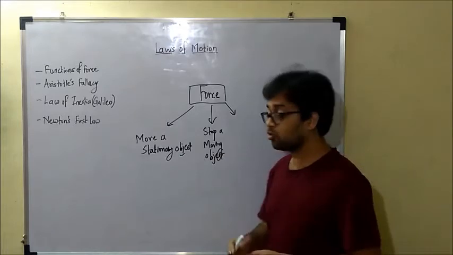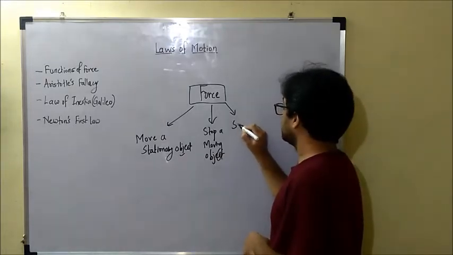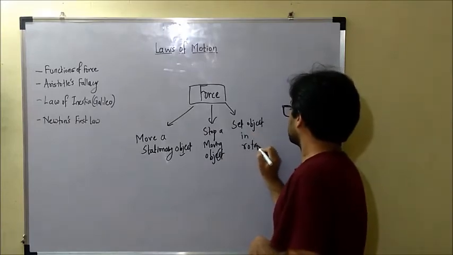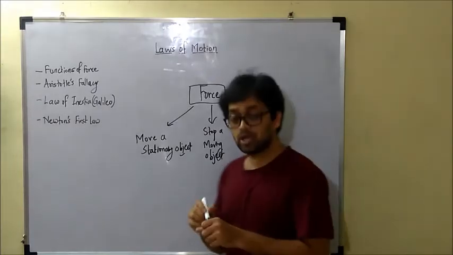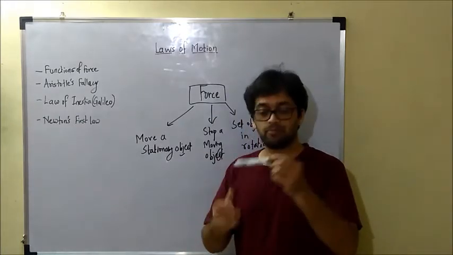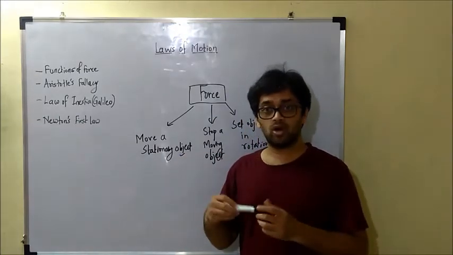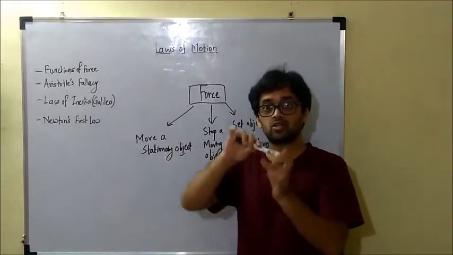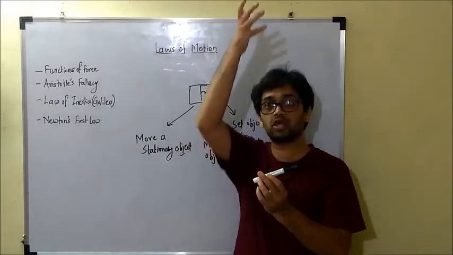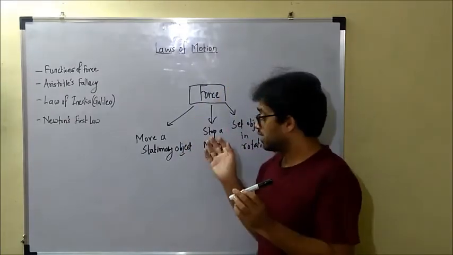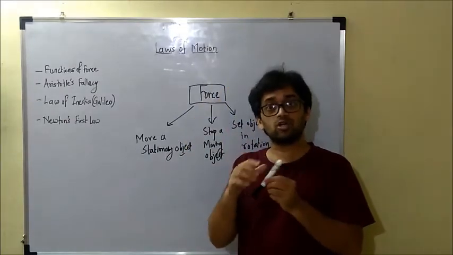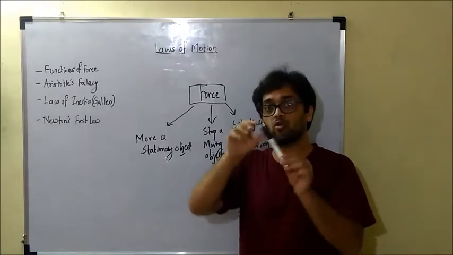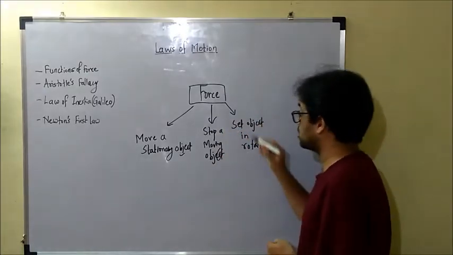The third job that the force can do is it can set an object in rotation. You hold a ball in your hand, or you hold a marker, a pen, or anything that you want to hold in hand, and try to rotate it. So is it moving forward? No. Is it moving upward? No. Right? But is it at rest? We cannot say that it is at rest. It is moving, but it is rotating. So force can cause this rotational motion also.